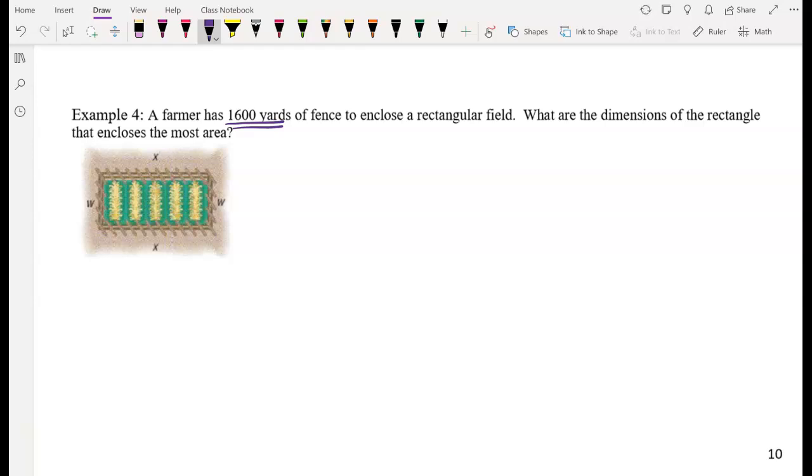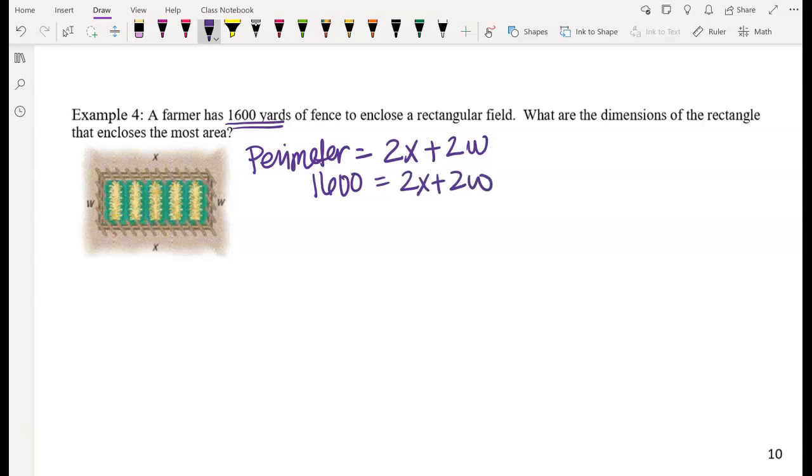It looks like we have X on the top and X on the bottom, and W's are being used on the left and the right. So perimeter equals 2X plus 2W. Now we have 1,600 yards, so that's going to get substituted in for the perimeter. So 1,600, not 16, my bad, 1,600 equals 2X, students, plus 2W, okay?